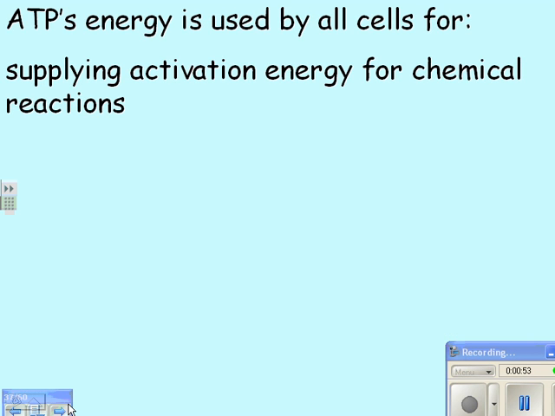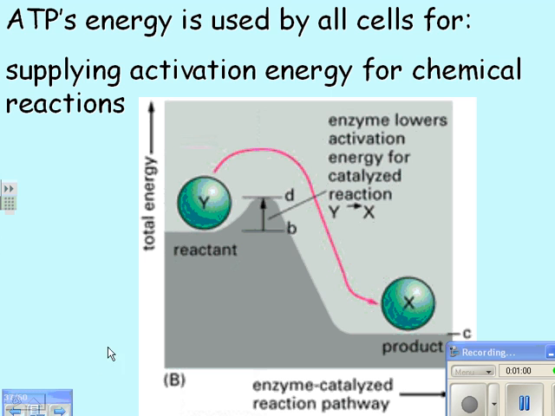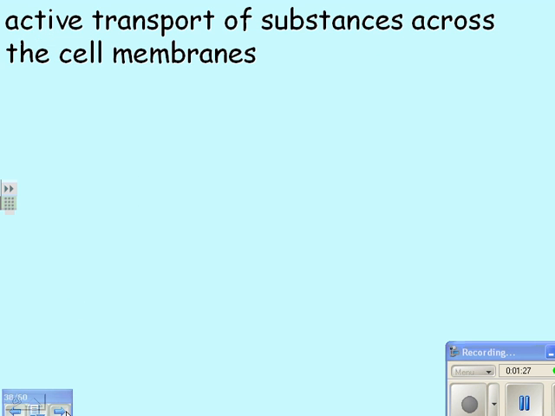Here's the first example. ATP's energy is used by all cells for supplying activation energy for chemical reactions. So here's a chemical reaction, and you start with Y, which is the reactant, and you change something about it with an enzyme, and you end up with the product, which is X. And here's the activation energy. So we said in our last unit that enzymes decrease the activation energy, so it'll be big and it'll take it down. But you still have some kind of activation energy. The distance here is the activation energy, and that's supplied by ATP. Oops. So that's one particular example. Let's look at some others.